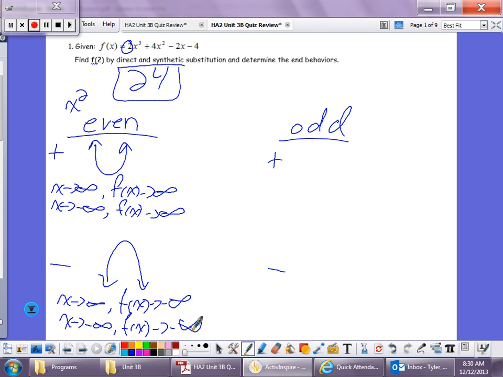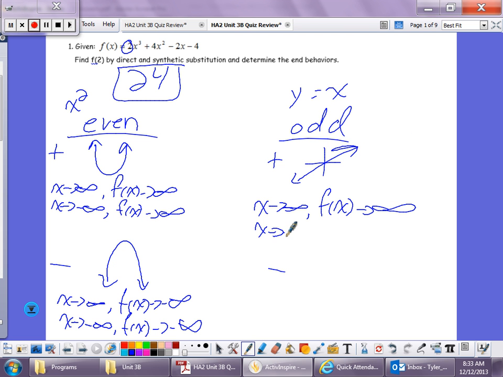Okay? So for odd, when it's an odd degree, I think of the graph of y equals x, because everyone knows what that looks like, right? So if it's positive, the graph looks like this. So I know as x goes to infinity, f of x is going to go to infinity. And as x goes to negative infinity, f of x goes to negative infinity. Because as we go to the left, we go down.